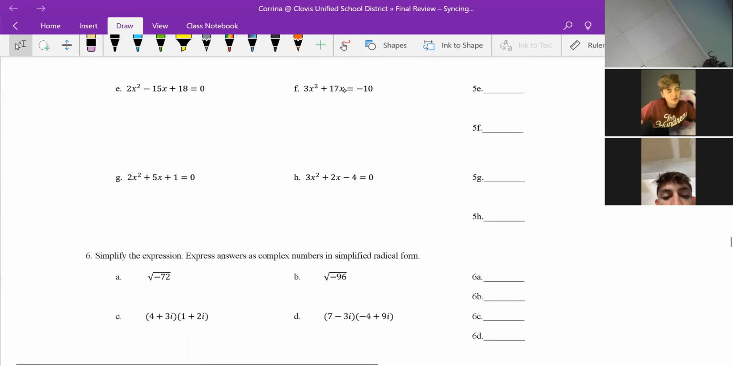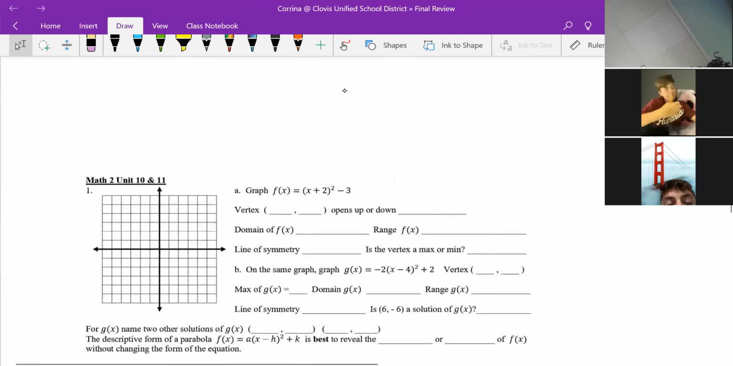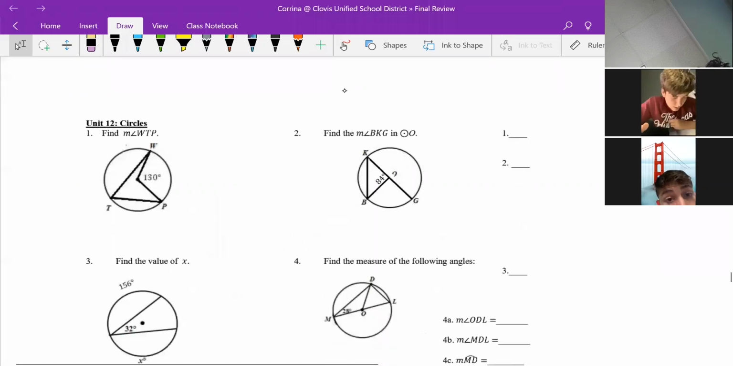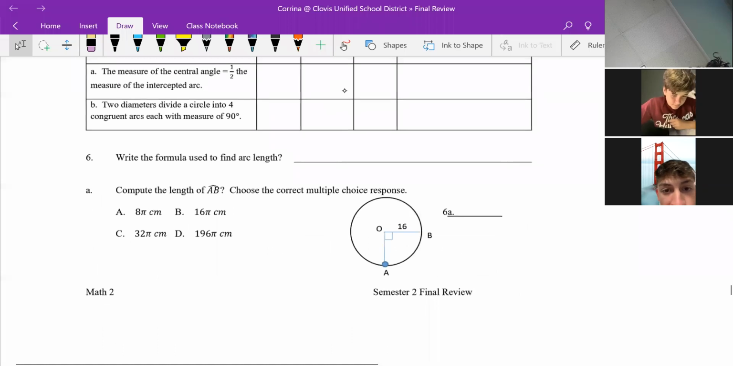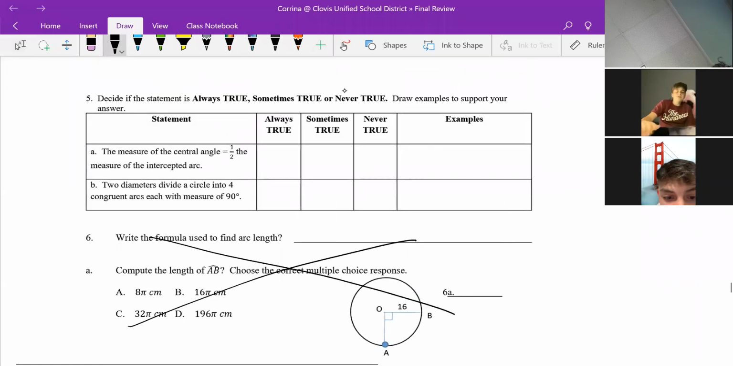Wait, is there even a unit 12? Oh, yeah. 11 and 12 are combined. Oh, no, I lied. 10, 11, there is a 12. Yeah, it's like one page. Yes, that one there. And I believe I told you guys to cross out 6. Is that correct? Yeah, I crossed it out.